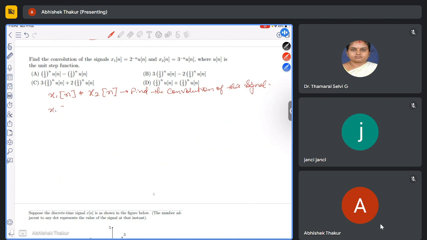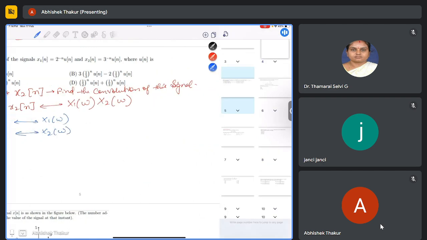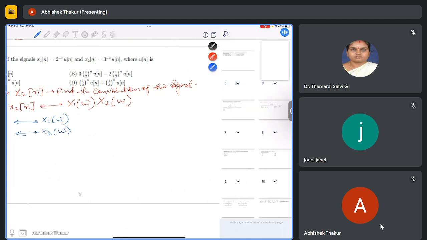So we know that convolution in time domain is equal to multiplication in frequency domain. What is our x1[n] now? We have to just find the Fourier transform of x1[n], that is X1(omega), and for x2[n], that is X2(omega), and we have to multiply them to get the answer. So it's a very simple question.